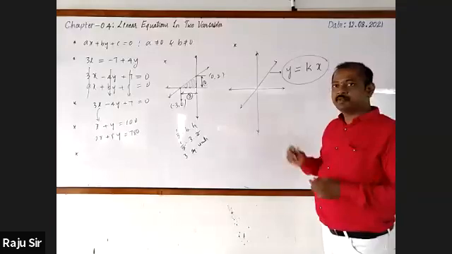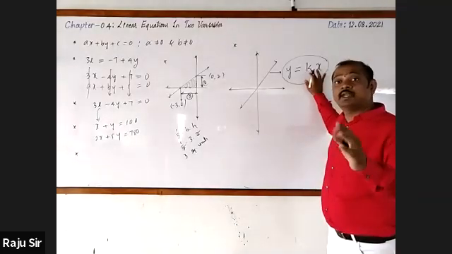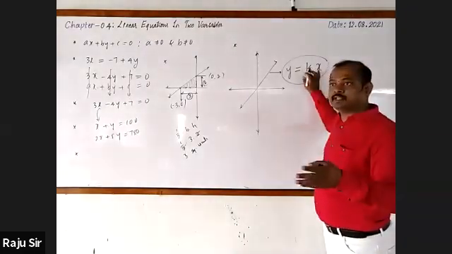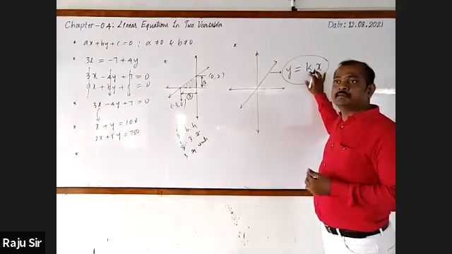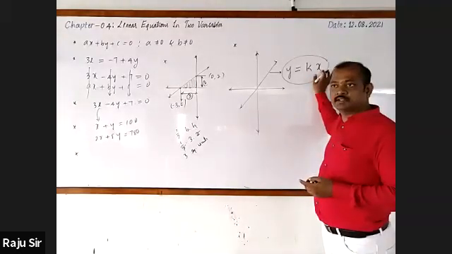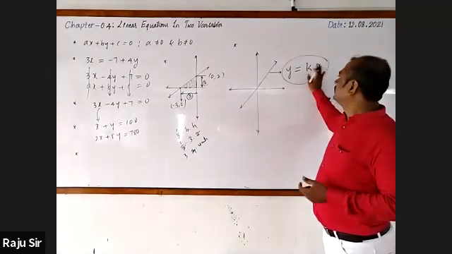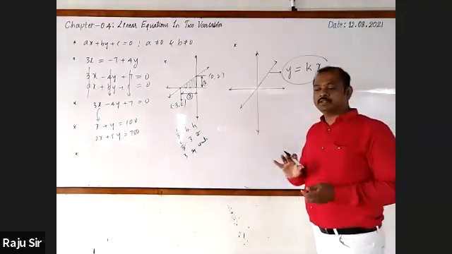Sir, k may be any variable. No, k is any number. If you take a positive number, it will be positive x. Like if it is 2, it is 2x. If it is 3, it is 3x. If it is minus 2, it is minus 2x. Understood? Okay. Generally, it is y equal to k into x.